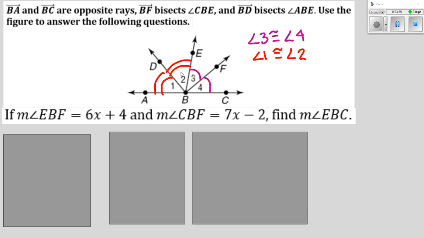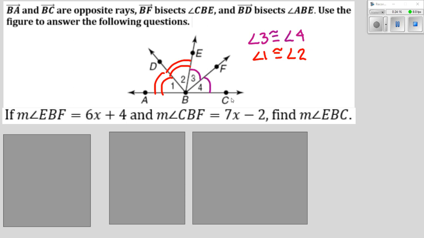And notice that I did different marking, 1 congruent mark for 3 and 4 and 2 congruent marks for 1 and 2 to distinguish. If you have different colors, you can use the one line, but if you're using a pencil, then you're not going to be able to distinguish the two pairs if they're all the same lines. So it says angle EBF, which is angle 3, is 6x plus 4. And angle CBF, angle 4, is 7x minus 2. They want you to find the whole angle EBC.